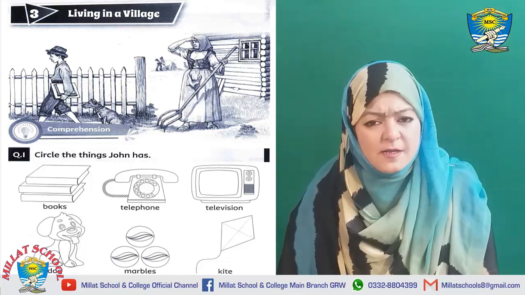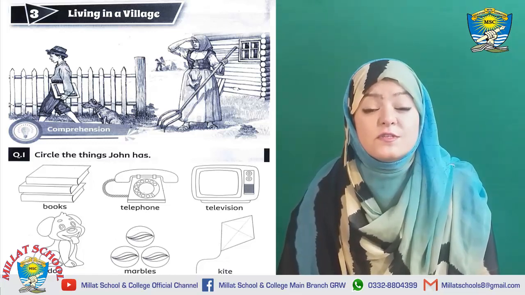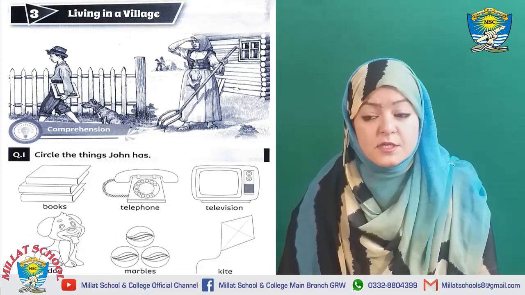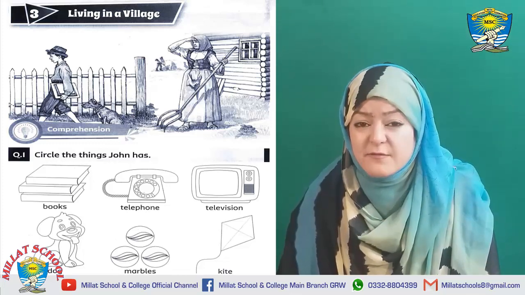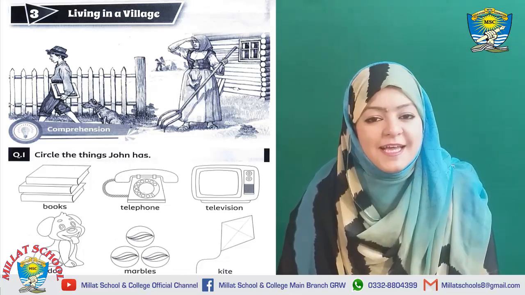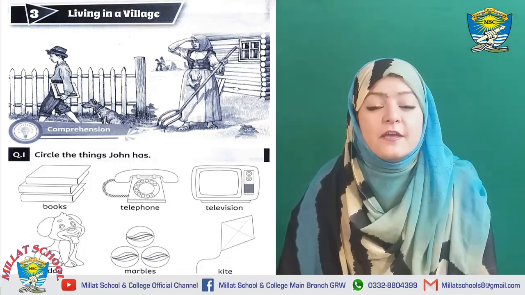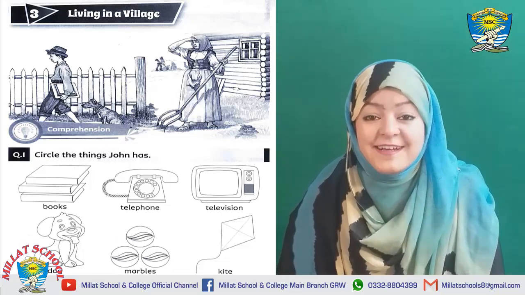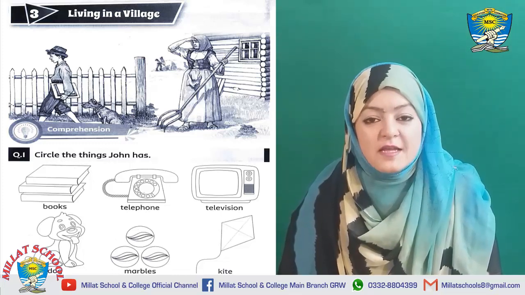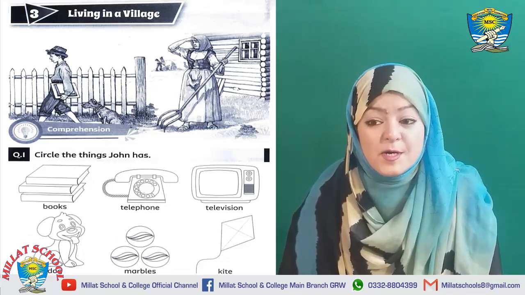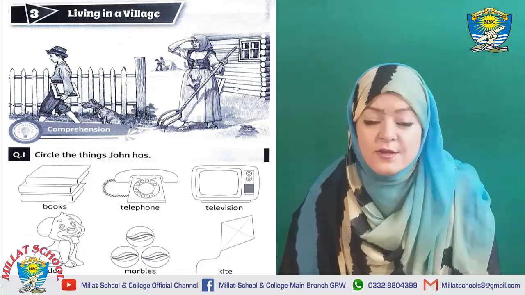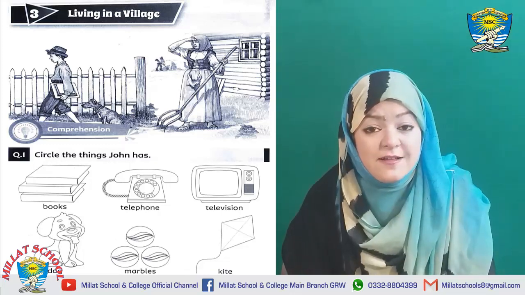So will we circle it? Humne to sirf un cheezon ko circle karna hai na jo John ke paas thi. No, we will not circle it. Television? Television uske ghar mein tha? Nahi tha, hum circle nahi karenge. Okay, dog. John ke paas dog tha. Circle the dog. The next thing is marbles. John marbles khelta tha na. John ke paas marbles bhi the. So circle the marbles. What is the last picture?